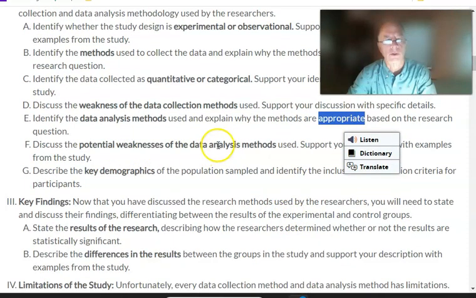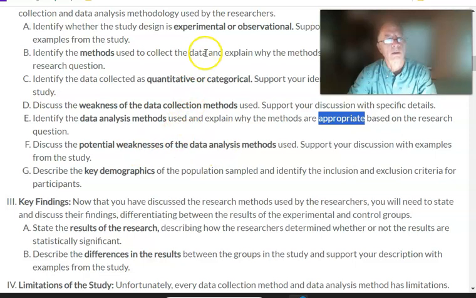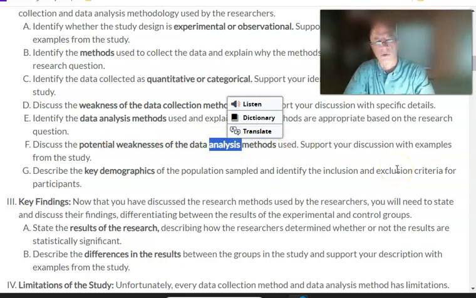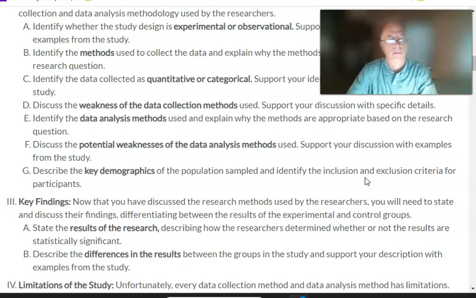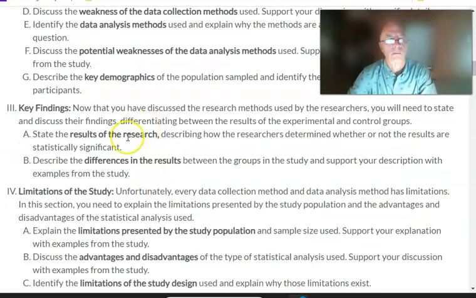Weaknesses of data analysis. Careful not to go back to data collection. Stick with data analysis. What's the weakness? If we only see averages, for example, we're missing some other information like how spread out the data is, reflected in a standard deviation test. Key demographics of the population. What are the groups? Did the study report age, race, gender?